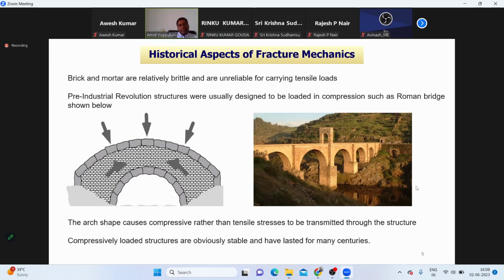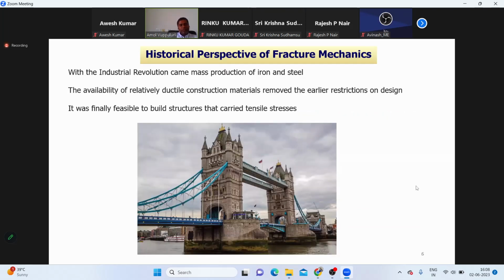However, all these structures are primarily made of brick and mortar. They are heavy, they have a lot of material in them. But with the advent of the Industrial Revolution, there was a mass production of iron and steel. This led to the incorporation of metals into designs and structures.